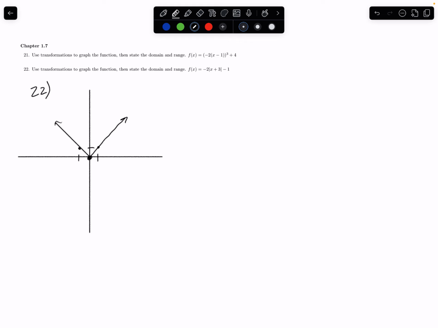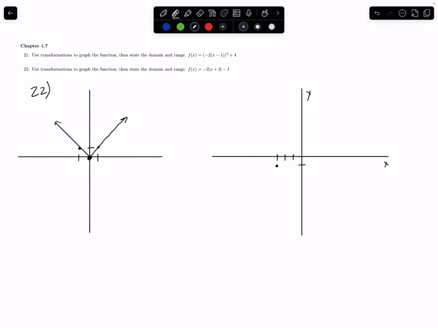Now what's happening here? We'll start with the translations. So the +3 close to the x, that means the translation 3 to the left. And then this -1 at the end, that's a translation 1 down. So I'm going 3 to the left and 1 down. Yeah? So 1, 2, 3 to the left, 1 down. That means my starting position of the V is right there. Here's x and y.